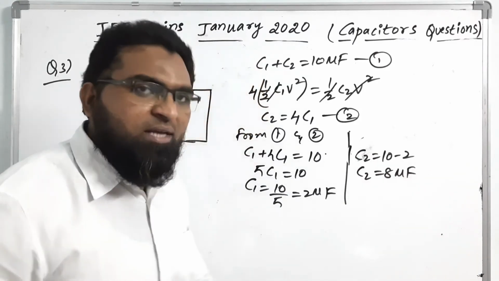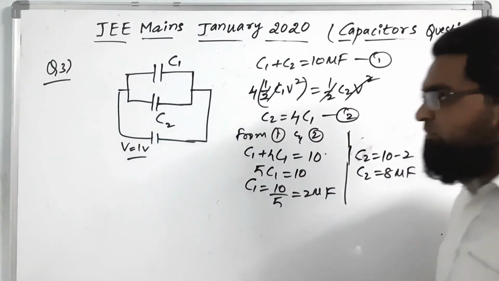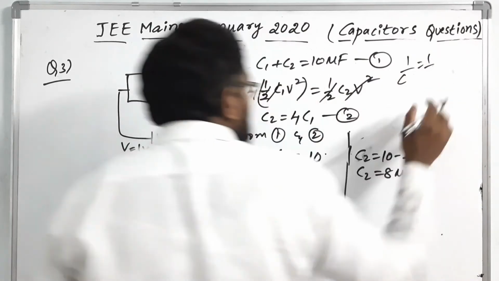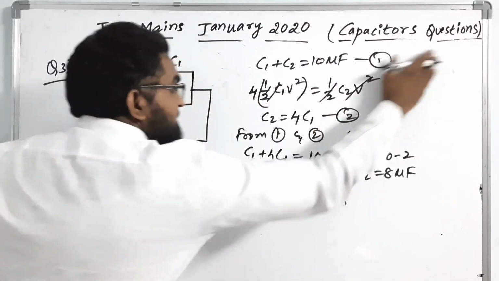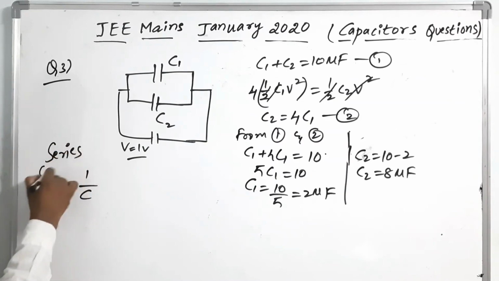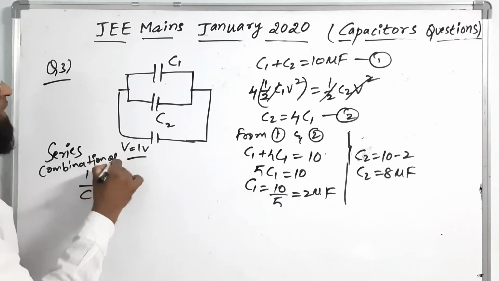But our question is asking for the series combination of the 2 capacitors. So it is very simple, the series combination of capacitors: 1 by C equals, I hope you are not clear, so I am writing here. See here, series combination of capacitors.